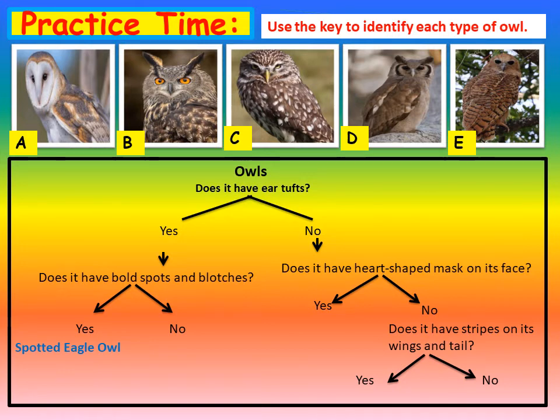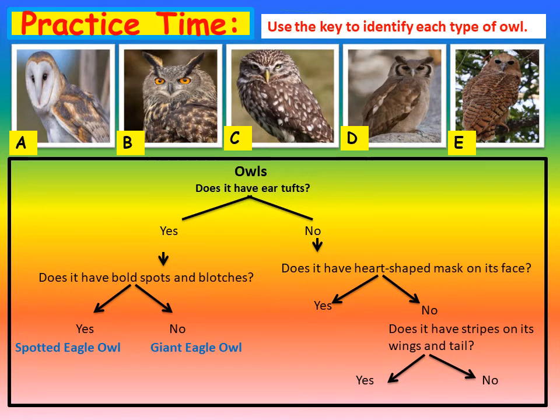First, we have the spotted eagle owl. So this spotted eagle owl have ear tufts and have bald spots and blotches. Second, a giant eagle owl. So this giant eagle owl have ear tufts, but it doesn't have bald spots and blotches.